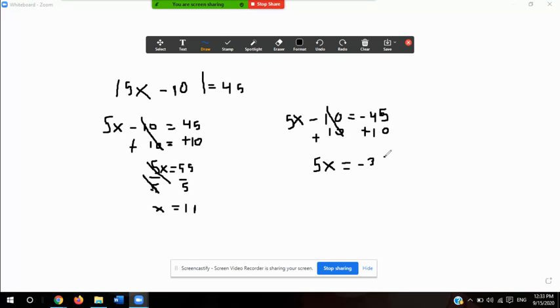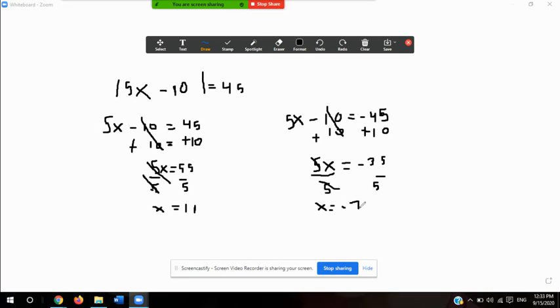So you're going to divide by 5, which we're going to do in a minute. And that would be negative 7, because negative 35 divided by 5 equals negative 7. So this cancels out. And we're going to say x equals negative 7. So what comes next is to check our answers. X equals negative 7.